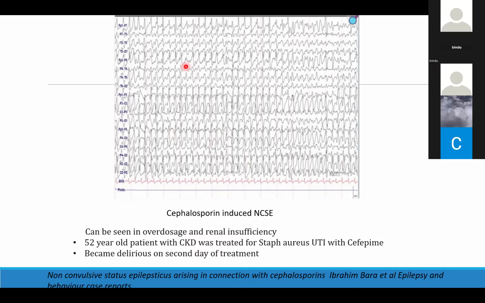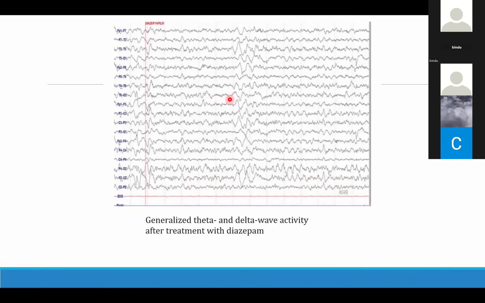This shows frontal predominant, more than 3 hertz frequency spike and wave discharges. That is status epilepticus, and this patient was treated with diazepam. After treatment with diazepam, the EEG showed generalized theta and delta activity.